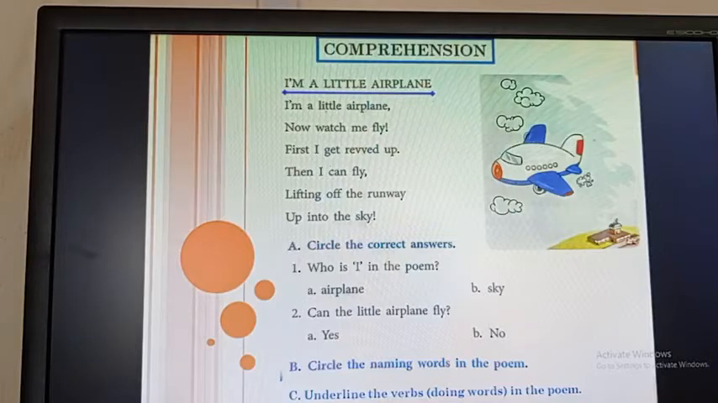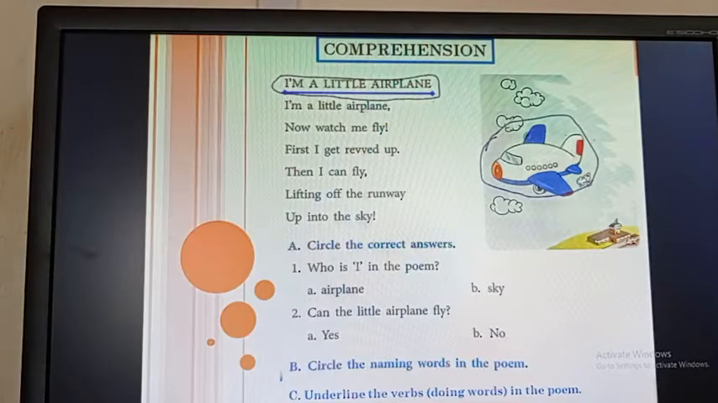Before we go to the questions, the poem is called "I Am a Little Airplane." You can see here is the airplane. We usually call it airplane or aeroplane. It is the same. We will read this poem and I will make you understand. We will understand it together. Then we will answer the questions below.